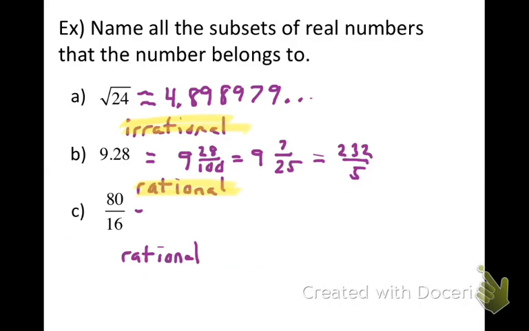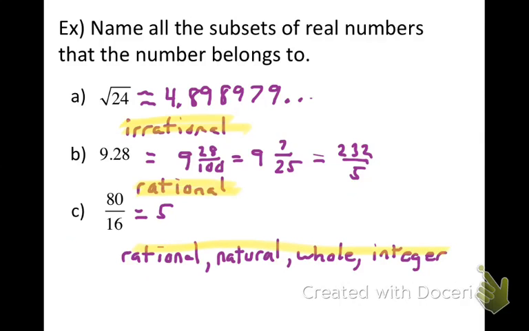But I always want you to think about these numbers in simplest form. And it turns out 16 goes evenly into 80, and it happens to go 5 times. So not only is this rational, but we can say it's a natural number as well. And if you remember that organizational chart where I showed you if something's a natural number, it's also a whole number, well, this is a whole number. And if something's a whole number, it's also an integer, well, this is an integer. So that number 80 over 16 happens to belong to all 4 of these subsets of the real numbers. All right, so now you ought to remember what the real numbers are and their subsets.